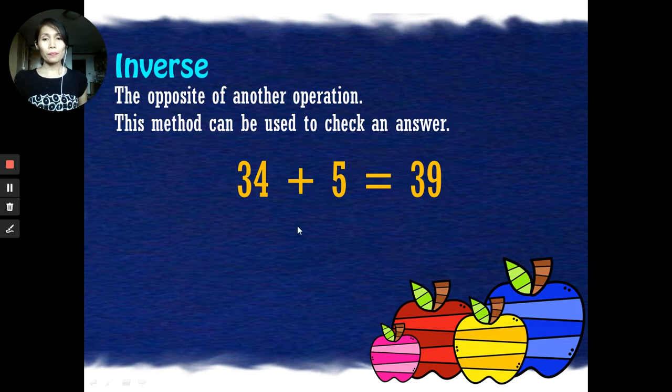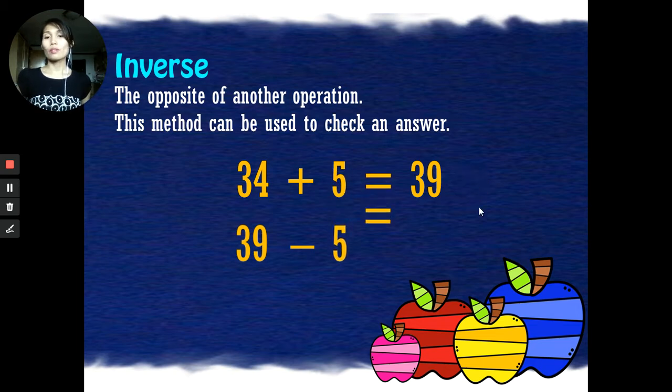Let's try. Since this is plus, the opposite operation of plus is minus, right? So what are we going to minus? We will minus our answer, 39 minus 5 equals 34. Okay, so that means our answer is correct.